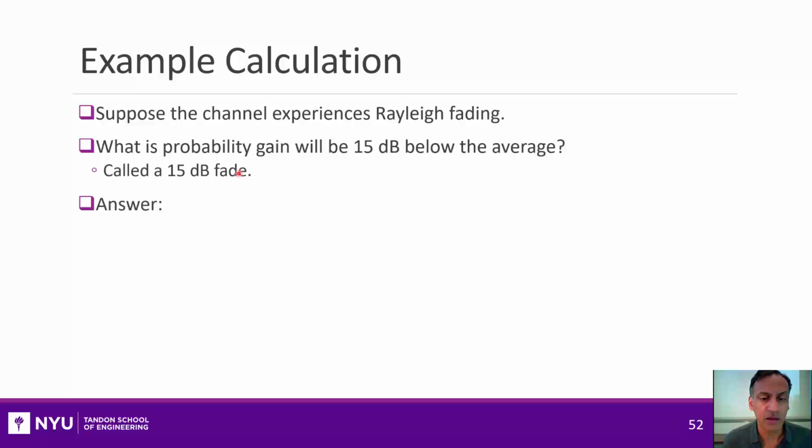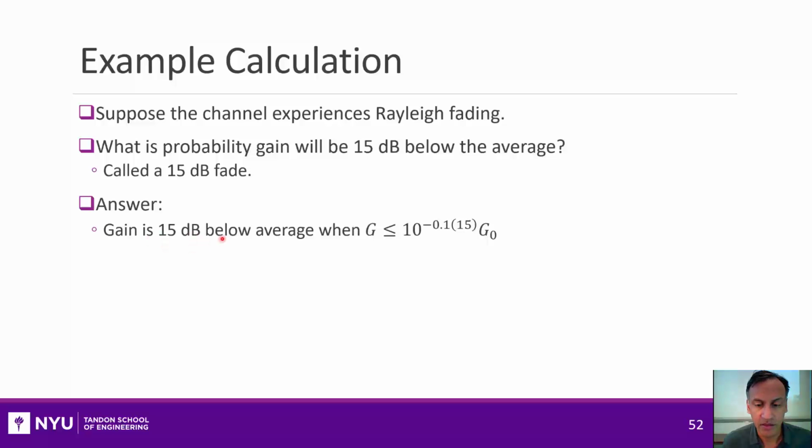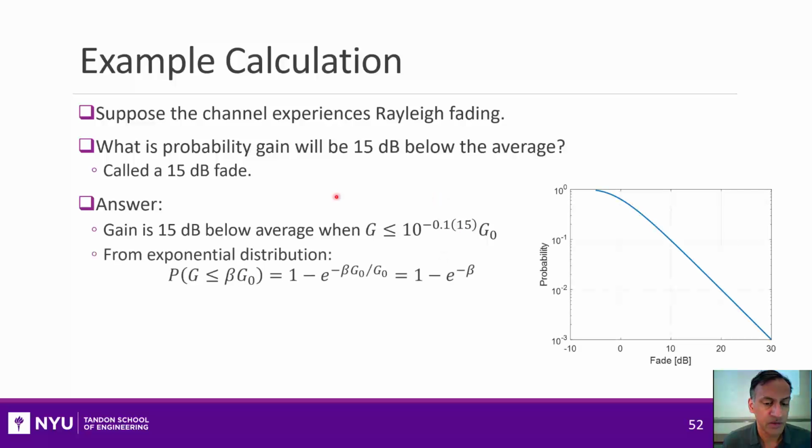All right, how do we compute this? Well, this is a really easy math calculation. The gain being 15 dB below average means that the gain is less than this constant times the average gain, G0. That's this scaling here by 15 dB. But we know from the exponential distribution that the probability that the gain is below some beta times G0 is simply given by this formula. The G0s cancel out, and you get this expression.